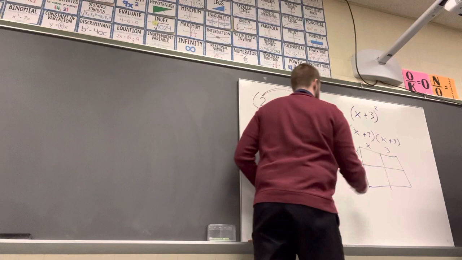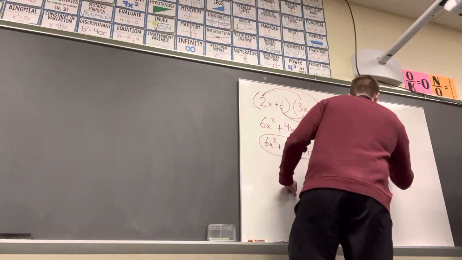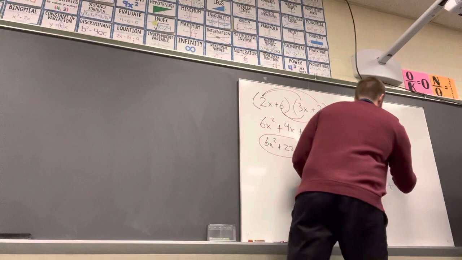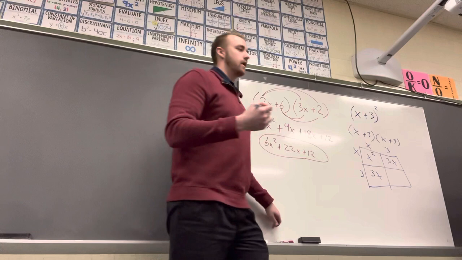So we'll go x times x, and that'll give us what? X squared, good. So we're done with that box. Good. Now we'll go x times 3, and that will give us what? 3x. 3x. Good. And then we'll move down. 3 times x? 3x again. And then lastly, our last box, we'll do 3 times 3, and that will give us 9.